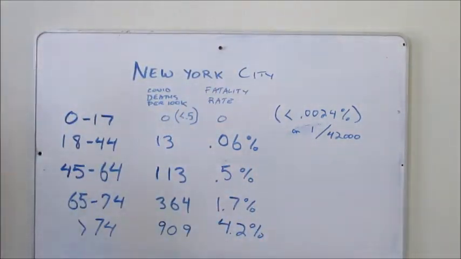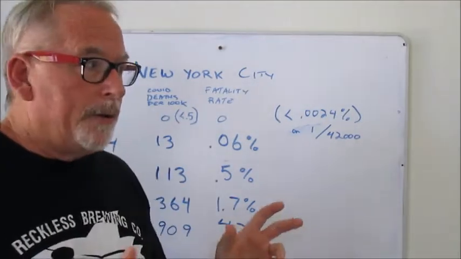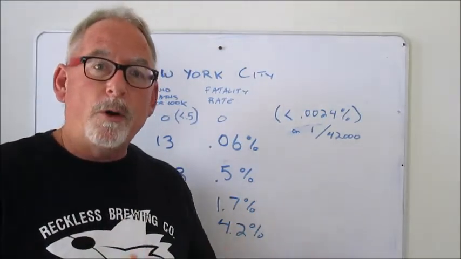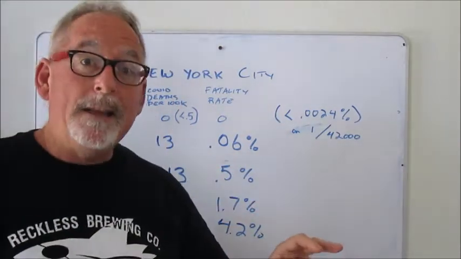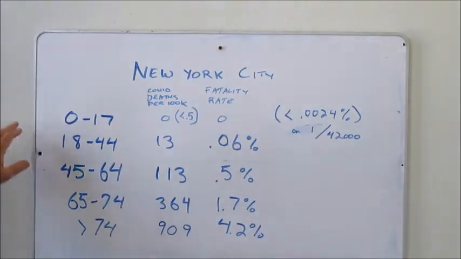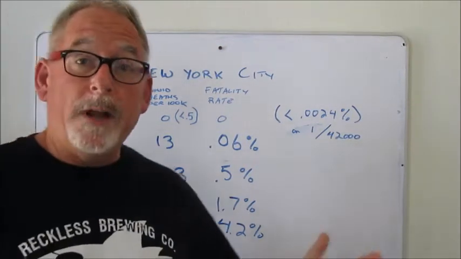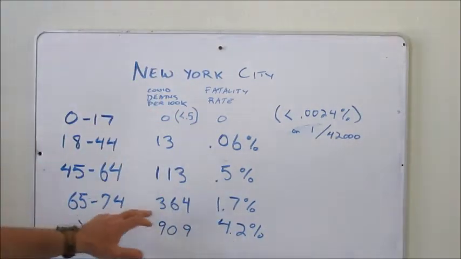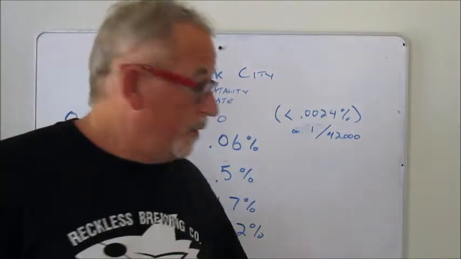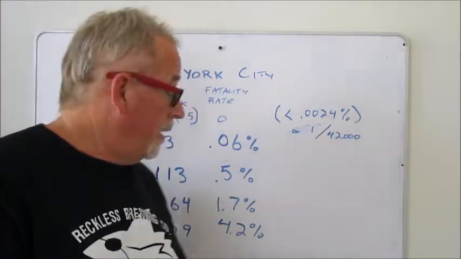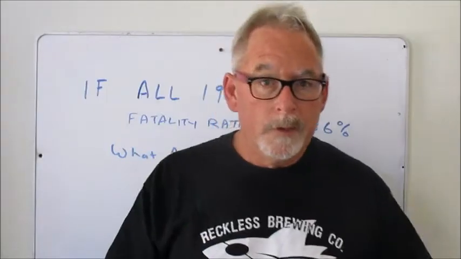Anyway, for 18 to 44, 0.06%. So that is 1/10 of the total. Remember, the total was 0.6%. So that's 6 out of 10,000. And then 45 to 64, 0.5%, 1 out of 200. And then 65 to 74, 1.75%, and more than 74, it's 4.2%. So very big difference, obviously going up by age.